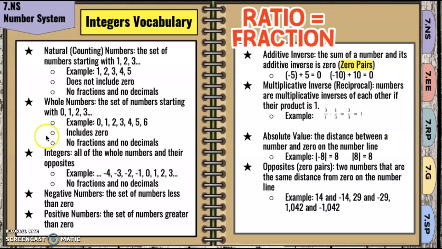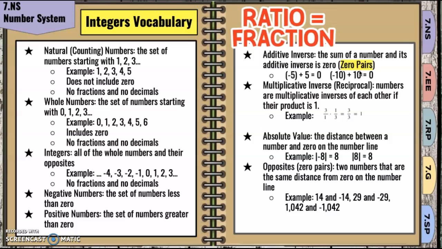Okay, so over here on the right-hand side of page 8, we have additive inverse. Additive inverse is the sum of a number and its additive inverse is 0. So if I have negative 5 plus 5, my answer would be 0. Negative 10 plus 10, the answer is 0. Opposites added together will give you 0.